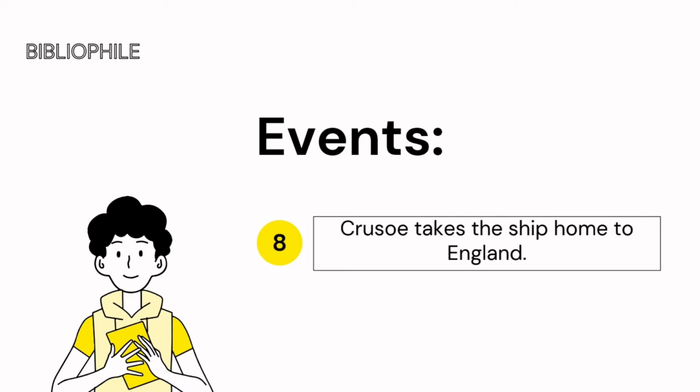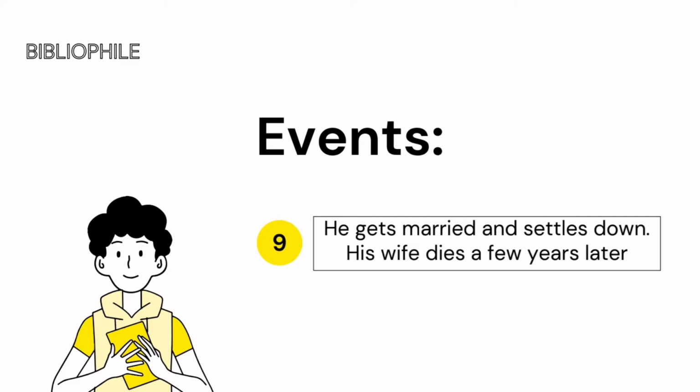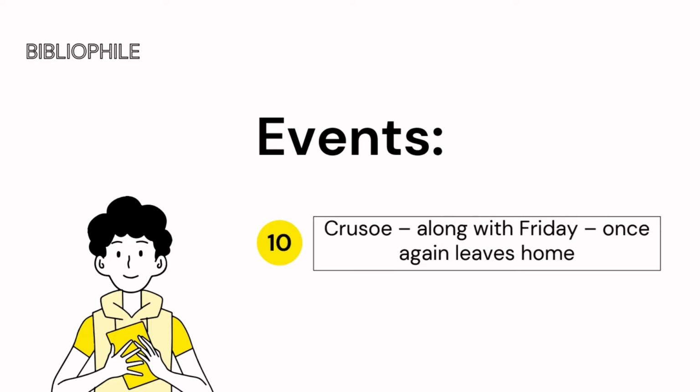Robinson Crusoe has been away from England for many years by this stage. He was marooned on his island for over 20 years and his parents have died. But he has become wealthy, thanks to his plantations in Brazil, so he gets married and settles down. His wife dies a few years later, and Crusoe along with Friday once again leaves home.